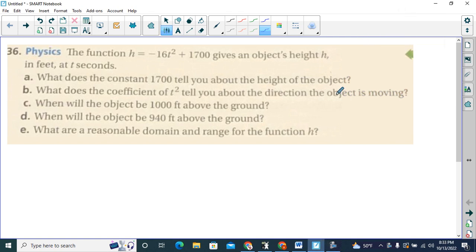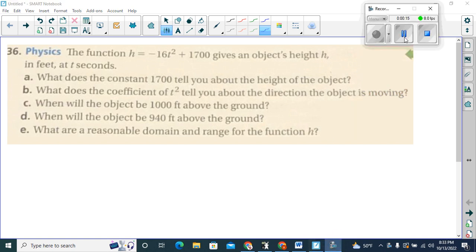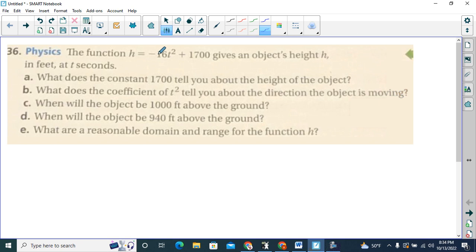Question number 36 on page 229 gives us the height of an object as it relates to time. H is equal to negative 16t squared plus 1700. Part A wants to know what the constant 1700 tells us about the height of the object. Notice if I plug in 0 for time, I get 1700 for the height. So 1700 is the initial height of the object.